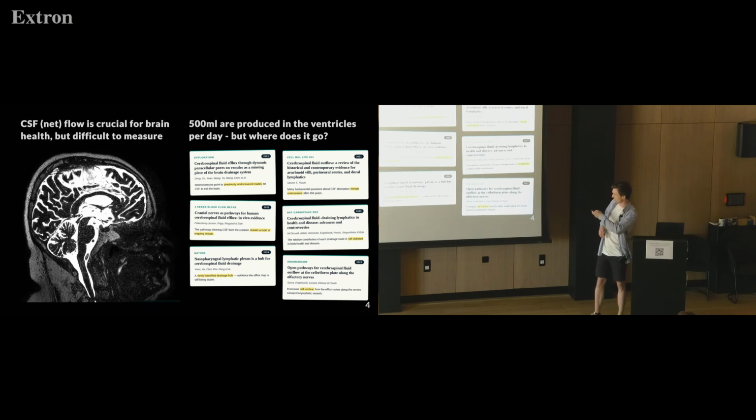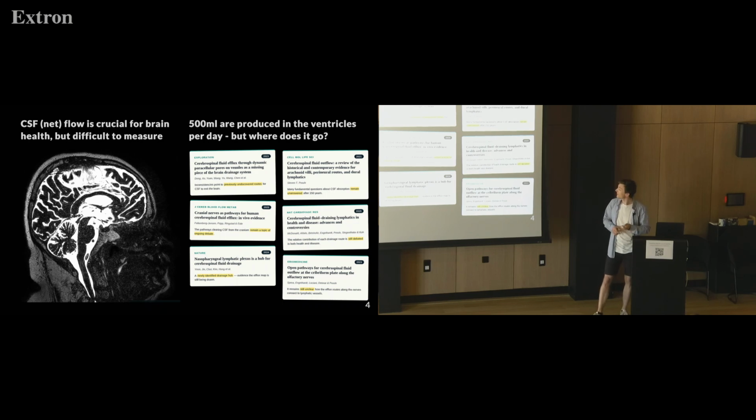And I brought a few papers here from the biomedical community from the last couple of years, and there are quite a few new outflow routes for CSF being suggested, or people just saying this question has been unanswered for about 150 years.